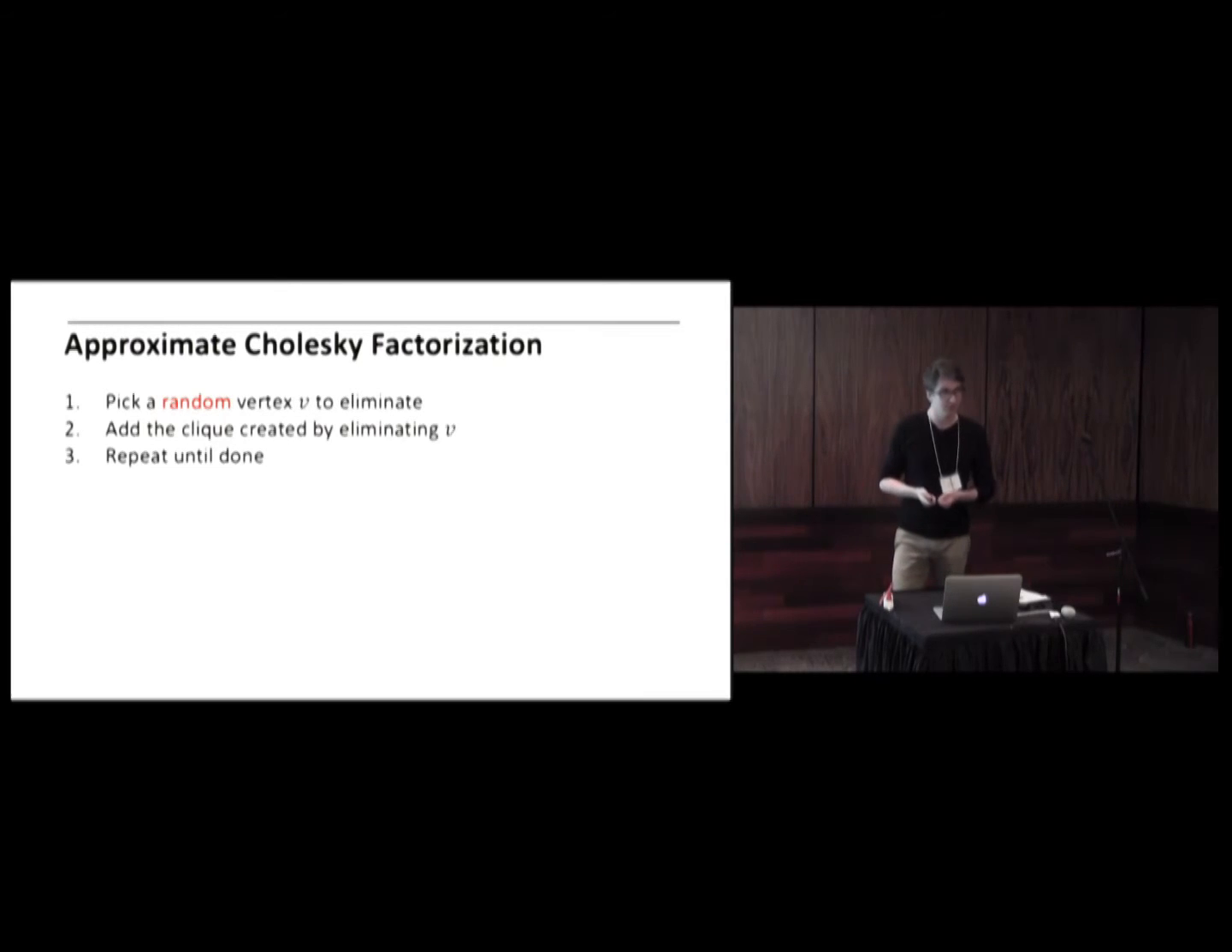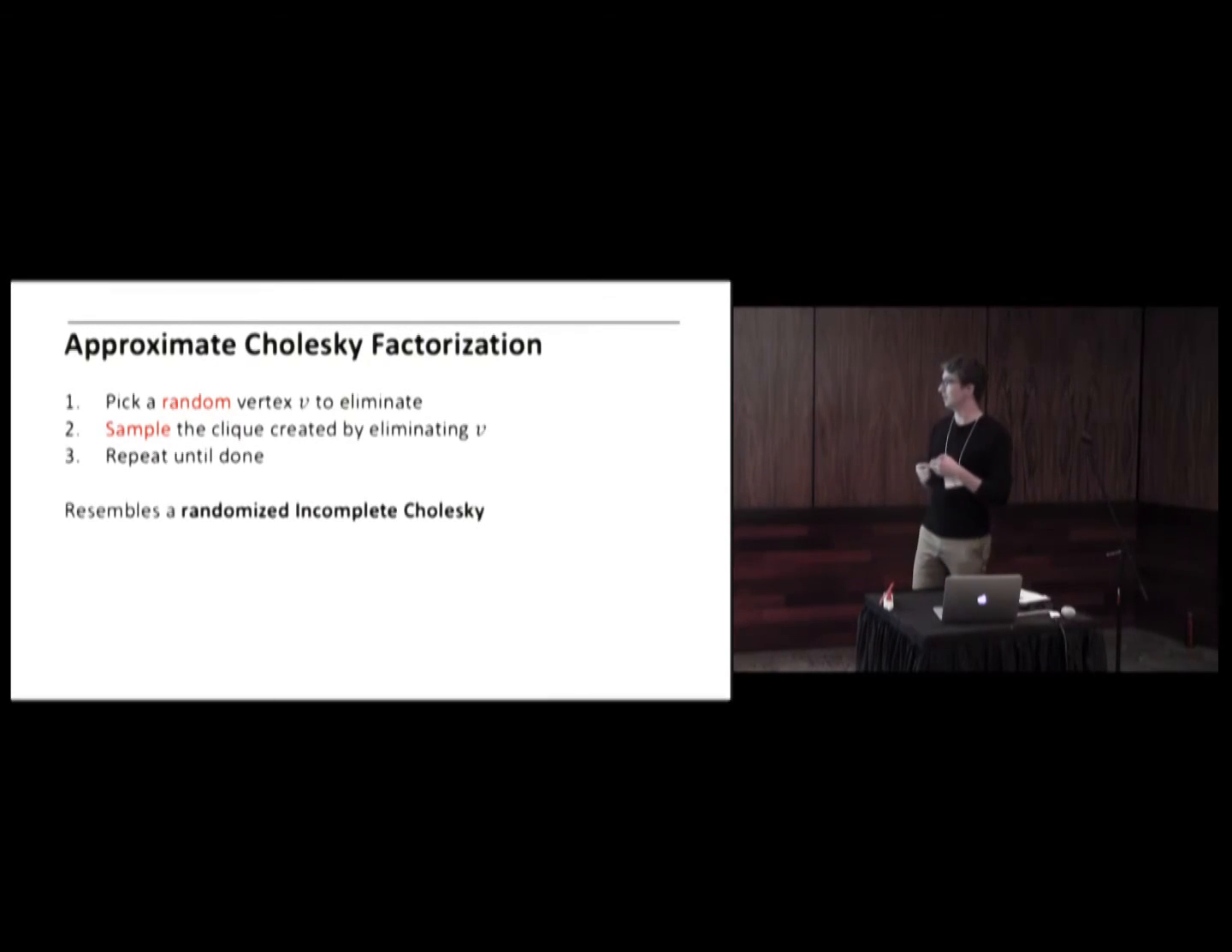Okay, here is our algorithm, approximate Cholesky factorization. It says pick a random vertex to eliminate. Now sample the clique created by eliminating v, and repeat until you're done. And that's it. We'll need to see how to do the sampling. That'll be next. But first, I just want to mention this resembles a randomized version of a deterministic heuristic algorithm that was very popular in the 80s and 90s for solving these systems, called incomplete Cholesky. But now we can finally analyze this, or something like it.